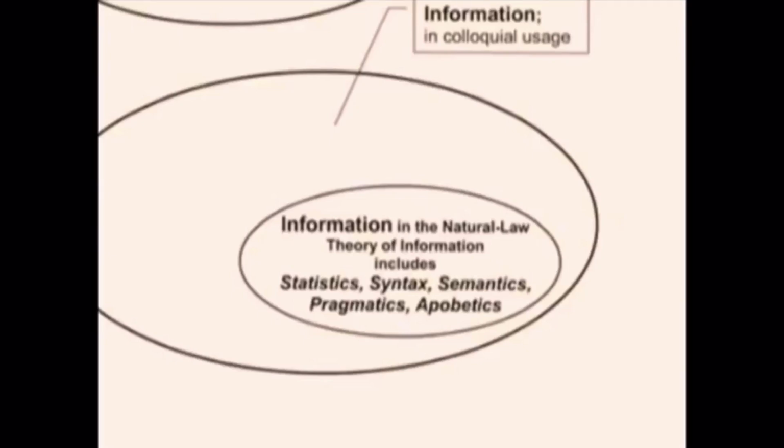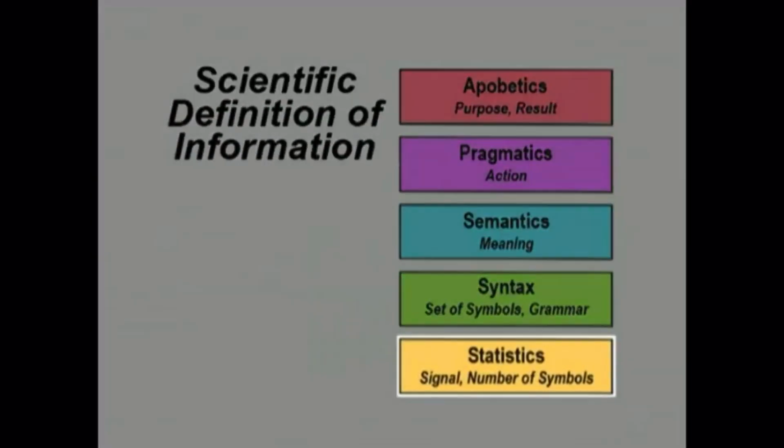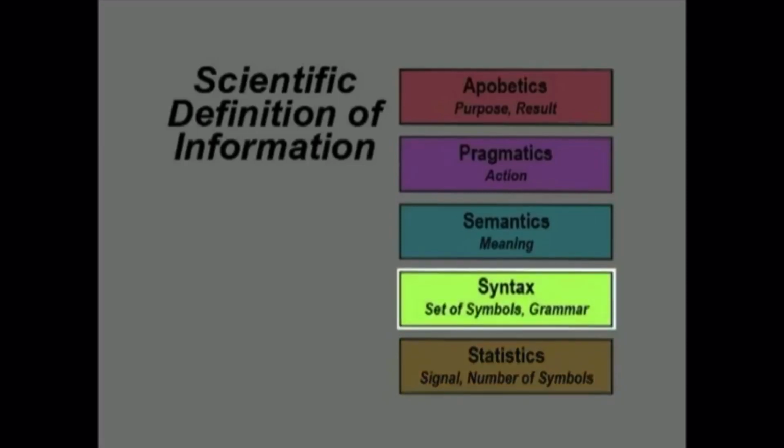I will explain it a little bit more. Here we see the 5 levels. The statistic level is if we, for example, would count all the letters of a book. That's what we do in statistics. And if we look at the book, we see there are many sentences and they are written in a special syntax. And that is a second level of information.